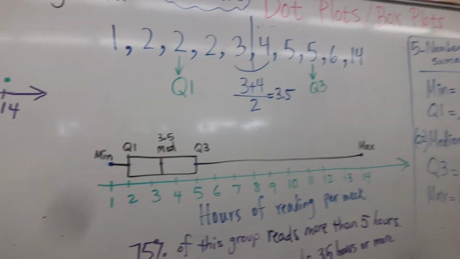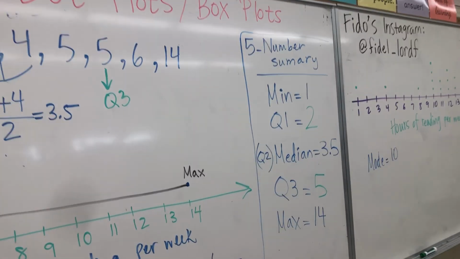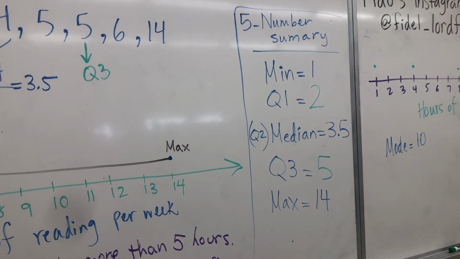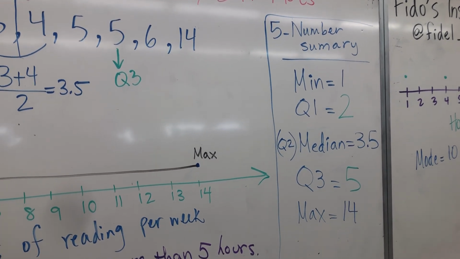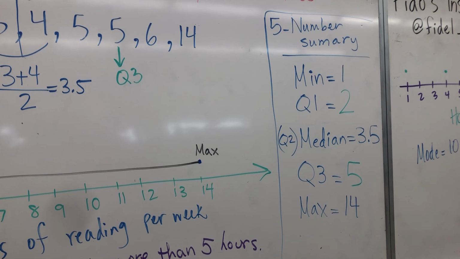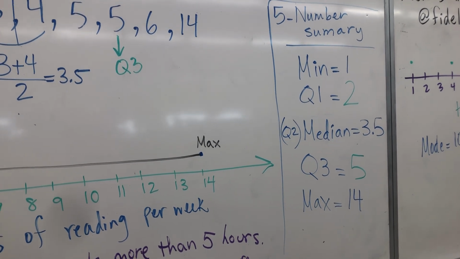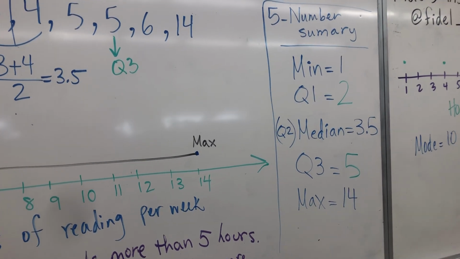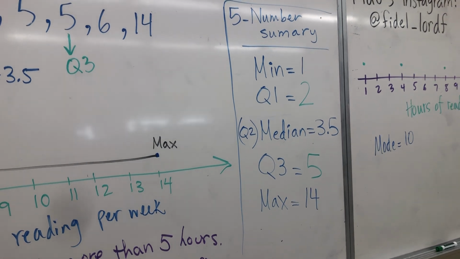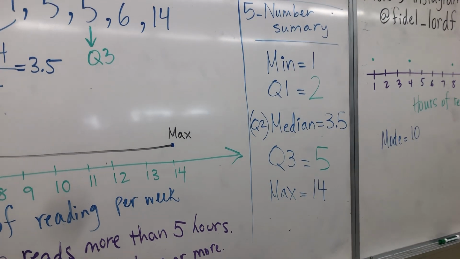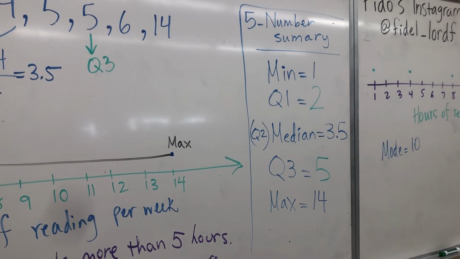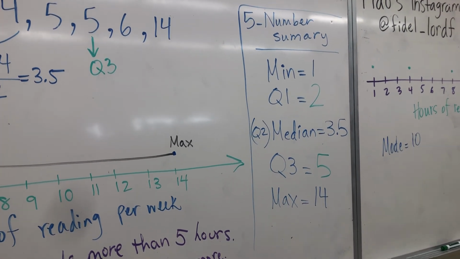So I'm going to go ahead and create something called a 5-number summary, which includes 5 numbers. The first one is minimum. The second one is Q1, which we will talk about in a minute. Then we have median or Q2. Then we have Q3. And then the last one is maximum. The minimum and maximum are easy because those are the smallest and the biggest number. So we have 1 and 14.